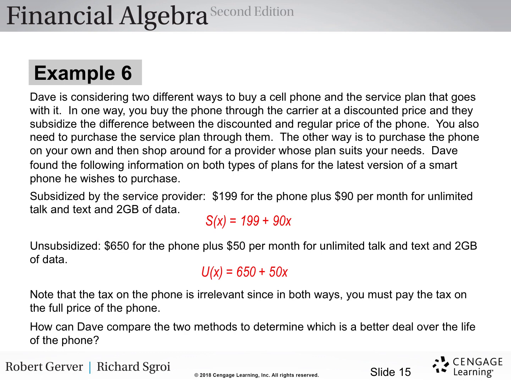So let's look at the 2 plans. The subsidized version, the cost, is going to be $199 plus 90x, because that's $199 for the phone plus $90 per month. Okay, and x is the number of months. Unsubsidized is going to be $650 plus 50x, because it's $650 for the phone plus 50x, okay? So those are the 2 functions, subsidized and unsubsidized.